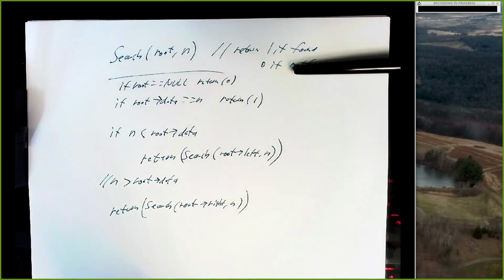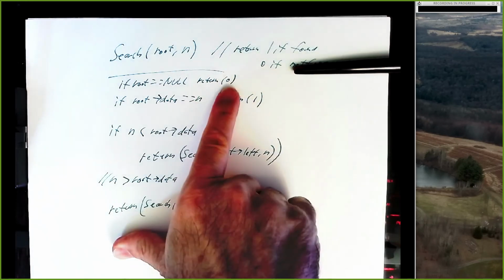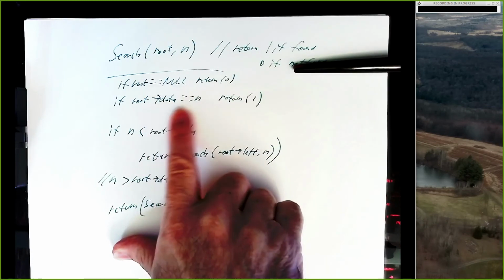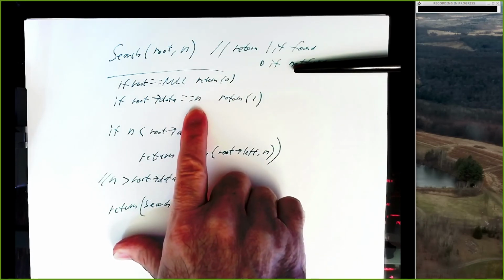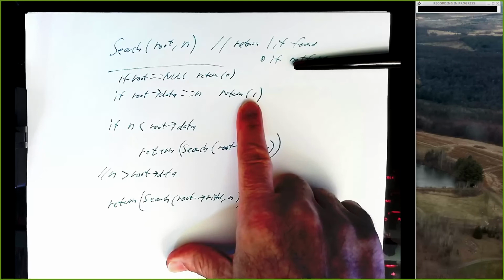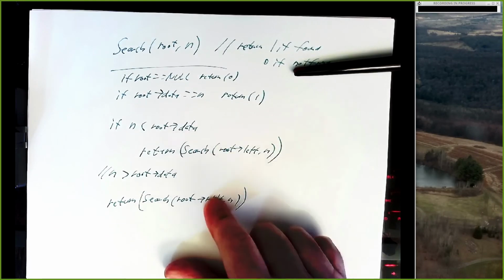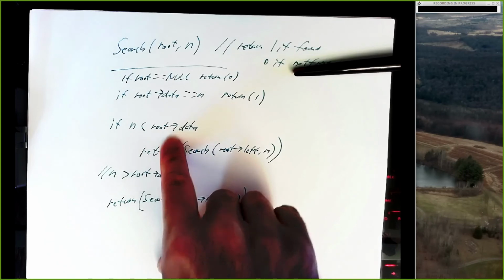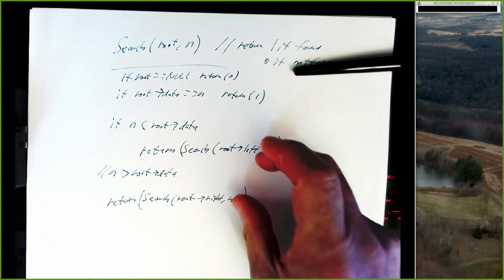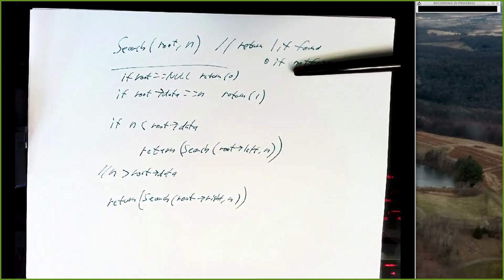So if we step back from this and we think, how do we search a tree for n? Well, if the tree is empty, it's not found. If the root of the tree matches the number we want, it is found. Otherwise, let's look for our number in either the left or right subtree, depending on how our value compares to the root. And if we find it in that subtree, then it's found. And if we don't, then it's not found.